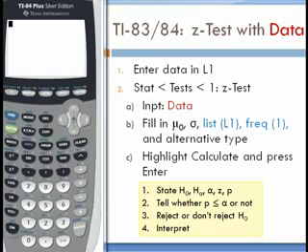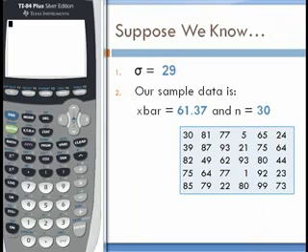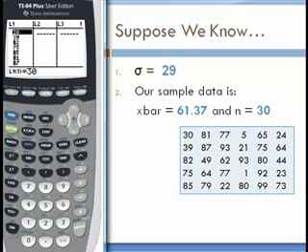The first thing we need to do is put the data into L1, so let's take a look at our data. Okay, here are our data values, and we want to enter them into L1. To do that, we would press Stat and then Edit to get to the list. And then there is L1. If we did not have the data already entered, we would press 30 and then Enter, and then 39 and Enter, and 82 and Enter, and so on until we had entered all 30 data values into L1, and then we would continue with the rest of the steps.